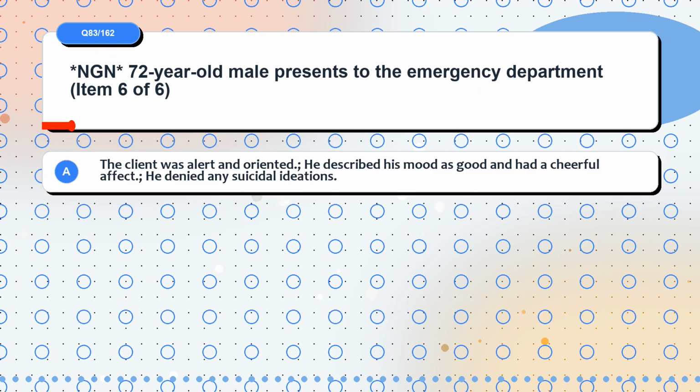Question 83. NGN. A 72-year-old male presents to the emergency department. Item 6 of 6. Here are the options. Option A, the client was alert and oriented. He described his mood as good and had a cheerful affect. He denied any suicidal ideations.